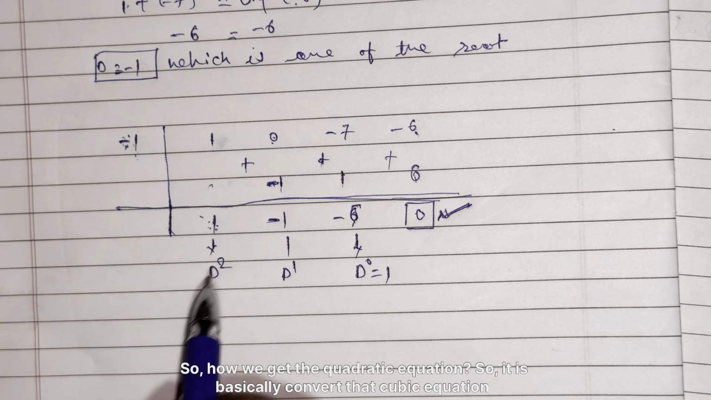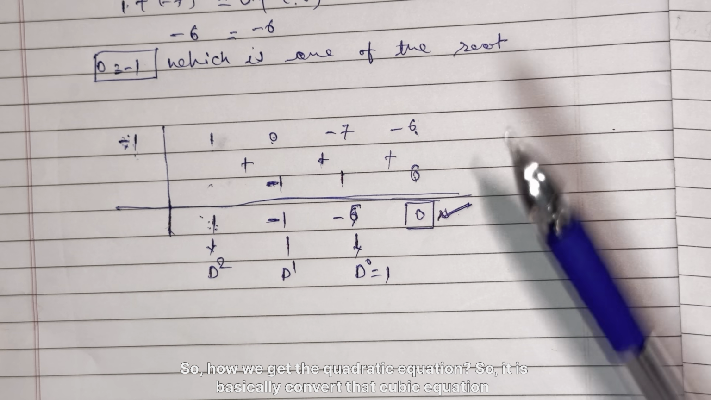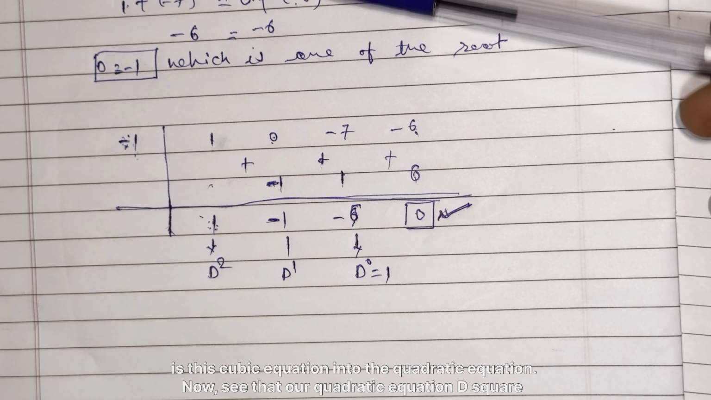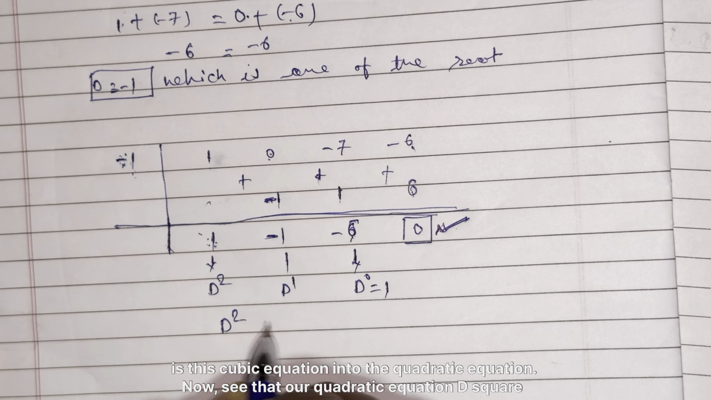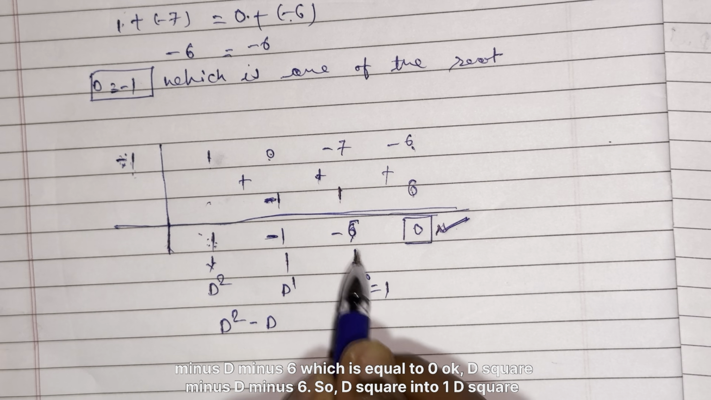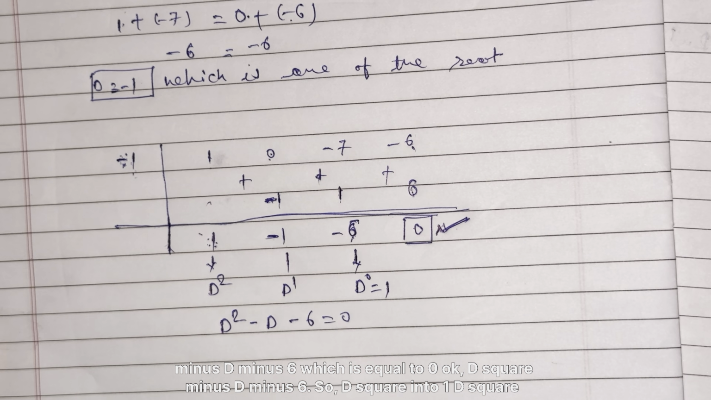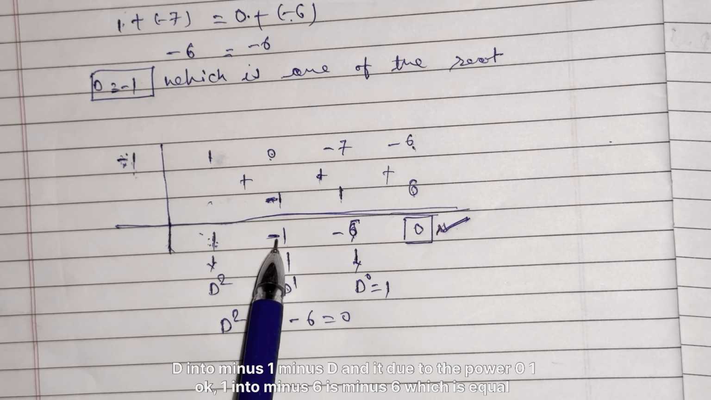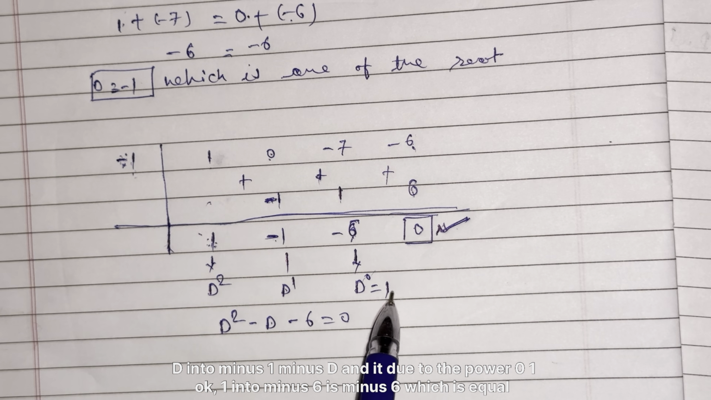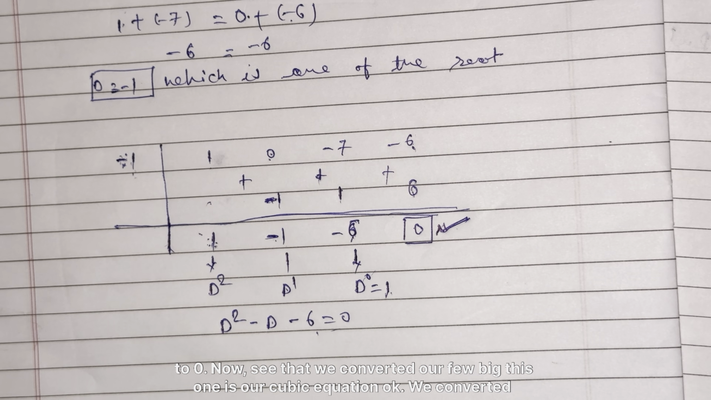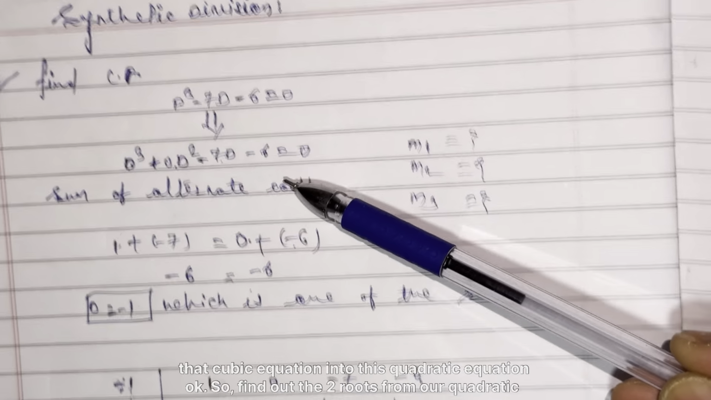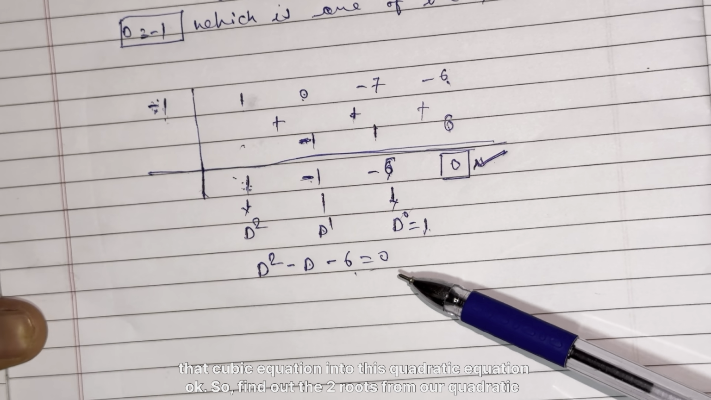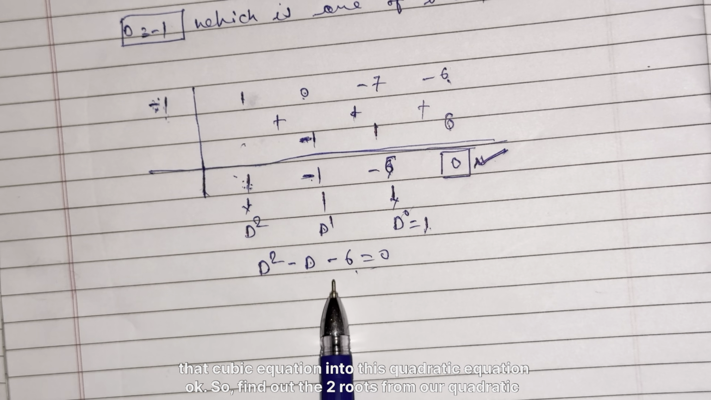So how do we get the quadratic equation? It basically converts this cubic equation into a quadratic equation. Now see, our quadratic equation is d square minus d minus 6 equals 0. So d square into 1 is d square, d into minus 1 is minus d, and d to the power 0 is 1, 1 into minus 6 is minus 6, which is equal to 0. We converted our cubic equation into this quadratic equation. So find the two roots from our quadratic equation.